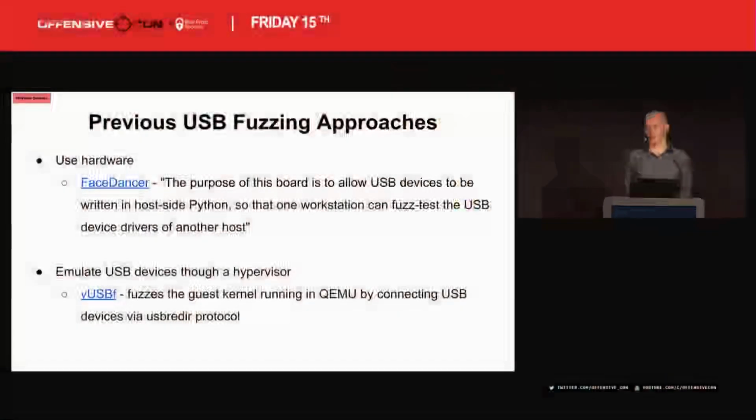The other idea that I saw is using some kind of hypervisor to inject USB packets into the kernel, to connect USB devices to the guest kernel. I saw a bunch of articles. There is one tool that is actually published on GitHub, and you can just run it and test it. It's called vUSBf, and it uses the USB redirector protocol inside QEMU. QEMU just out of the box supports passing USB messages to the internal kernel and connecting USB devices.